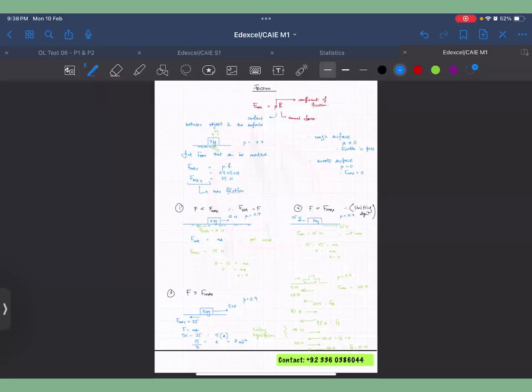Copy these down. These notes are important. Limiting equilibrium is more. You'll see very good questions from limiting equilibrium. Most of the questions are very repetitive, very easy, but there are some which will open your eyes.